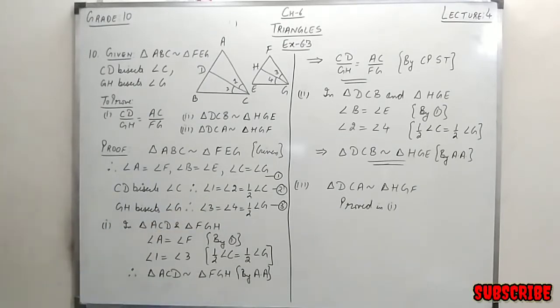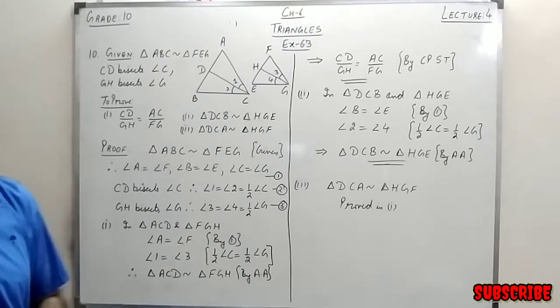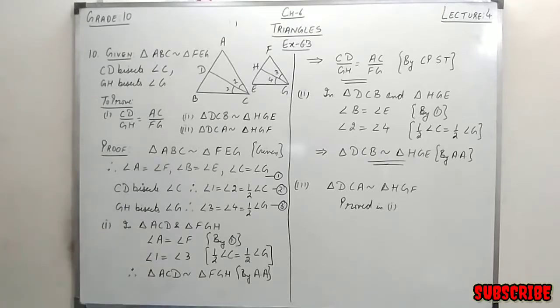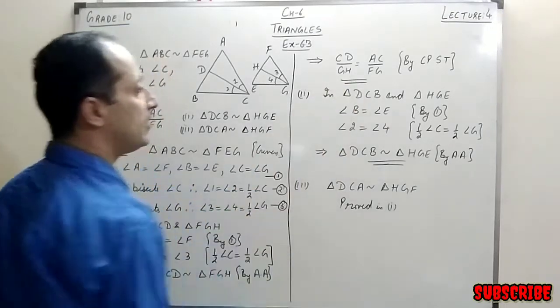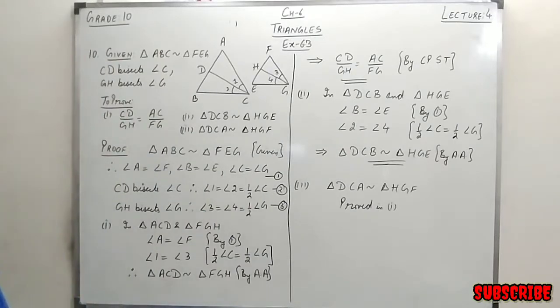So that is why 1 is equal to 3. Half of C is equal to half of G. That is the reason we can give. And so the triangle ACD is similar to triangle FGH by AA similarity criteria. And since the triangles are similar, the ratio of sides would be equal. And so we can write CD by GH is equal to AC by FG. That is by CPST. Right, so this was the first part.